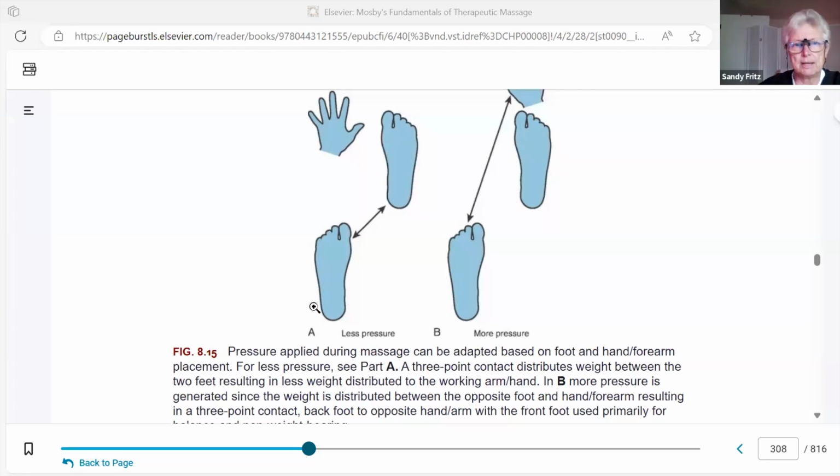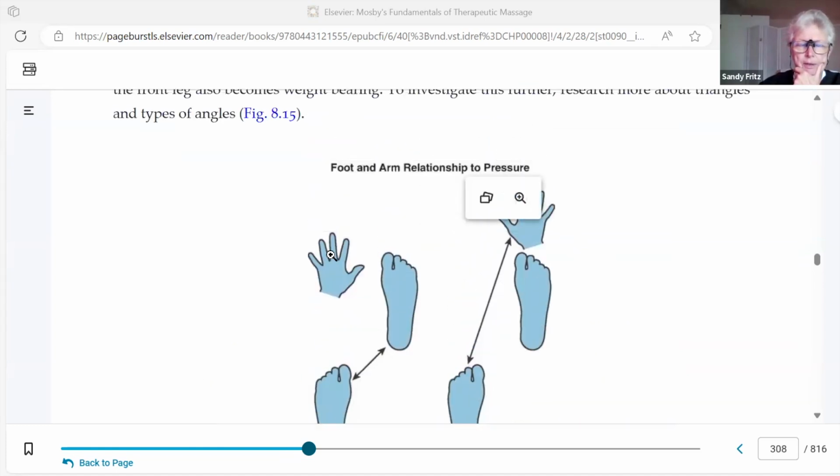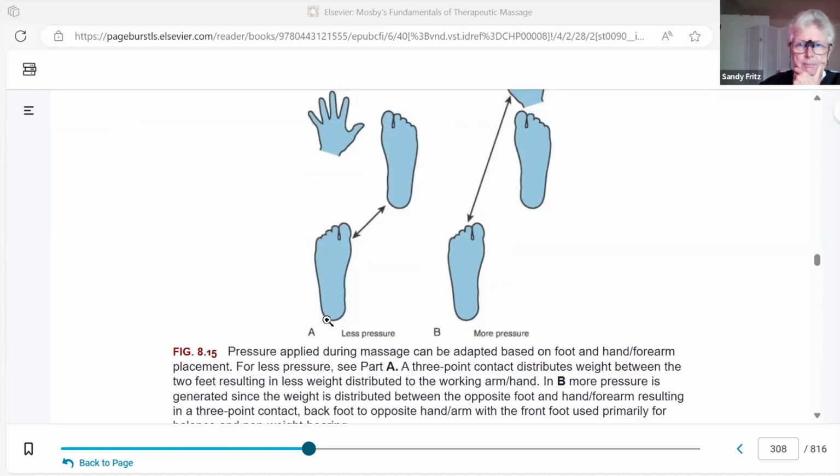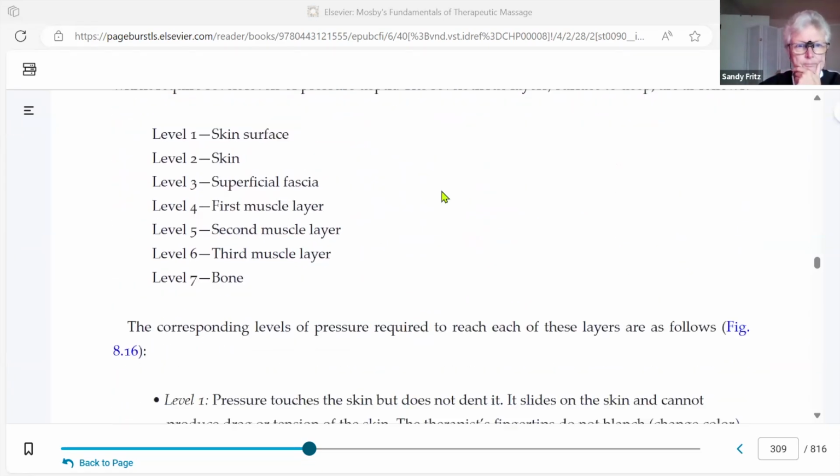If you set yourself up like this, and you'll see this a lot in other education, with the opposite of what we've got here, where the arm is paired with the back weight-bearing foot, this foot right here in the middle is going to be where a lot of the weight lands. And you're going to dissipate the force into that foot as opposed to into this hand or arm.